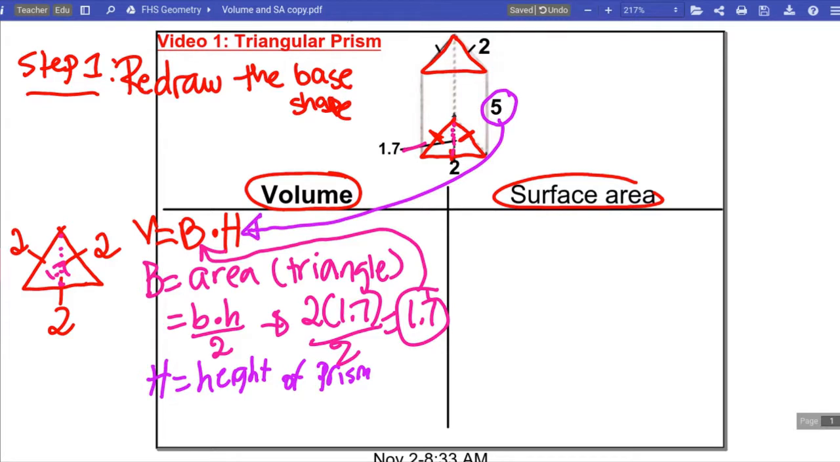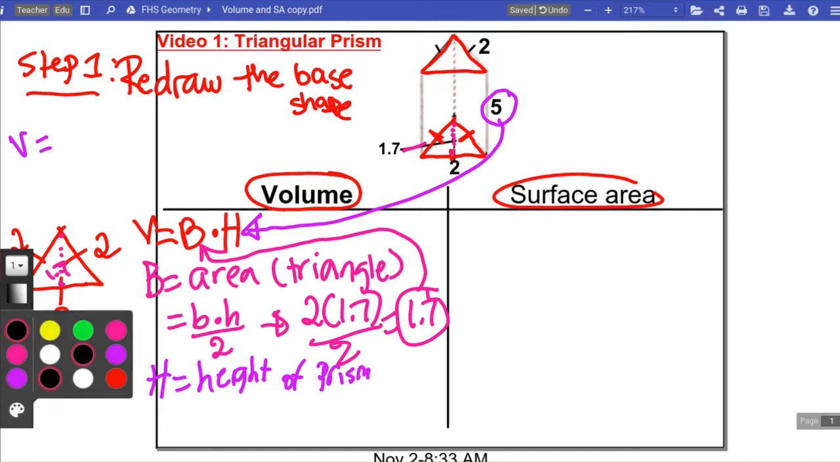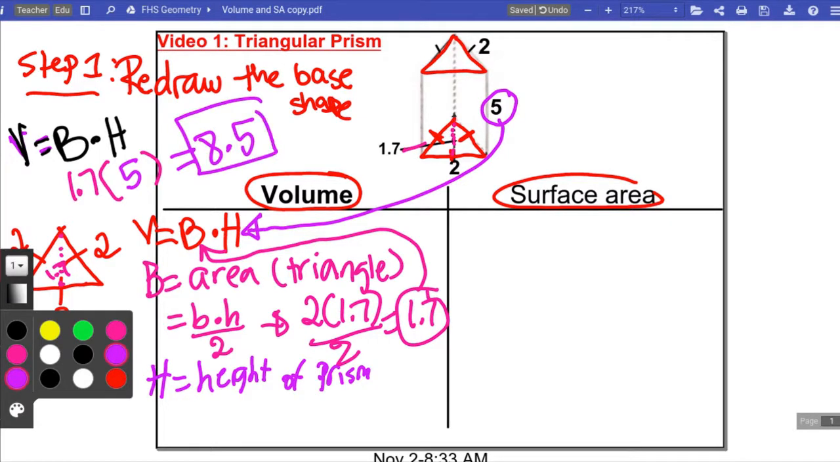All right, now let's get the answer. We said V equals big B times big H. And we know big B was 1.7, times the height, which is 5. And our final answer is, what was our final answer again? 8.5. That's the volume.